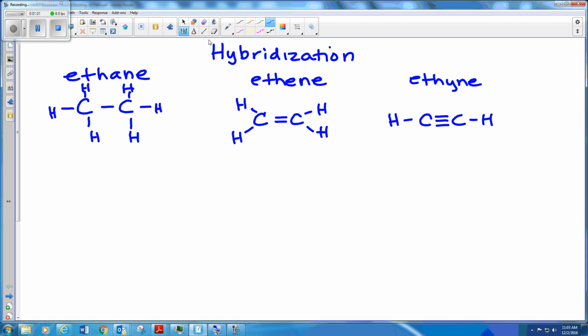In organic chemistry, the ANE ending is associated with single bonds in the molecule. The ENE ending is associated with having a double bond somewhere in the molecule. And the YNE ending is associated with having a triple bond somewhere in the molecule. You'll also notice these all begin with the prefix ETH, which indicates 2 carbons.